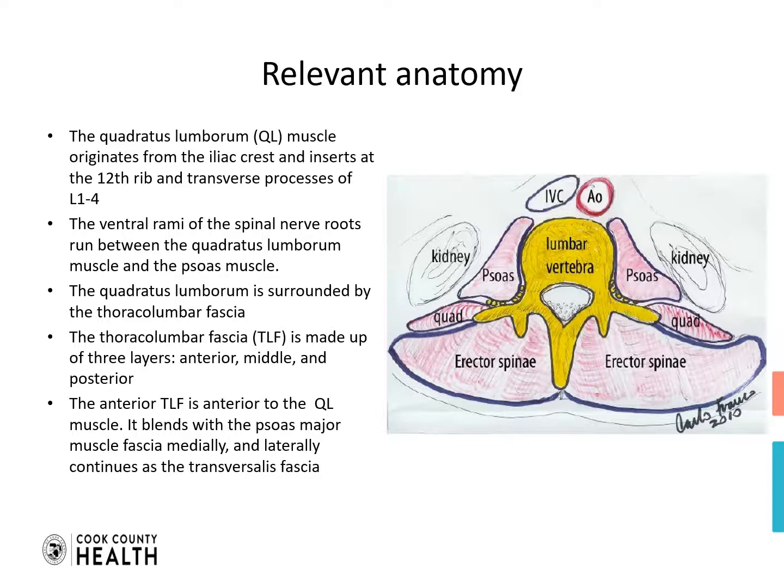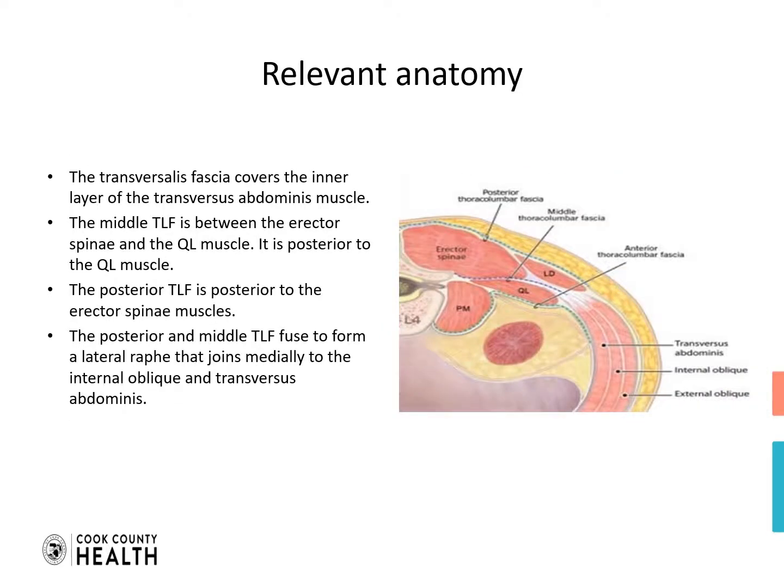The thoracolumbar fascia is made up of 3 layers: anterior, middle, and posterior. The anterior TLF is anterior to the QL muscle. It blends with the psoas major muscle fascia medially and laterally continues as a transversalis fascia. The transversalis fascia covers the inner layer of the transversus abdominis muscle.